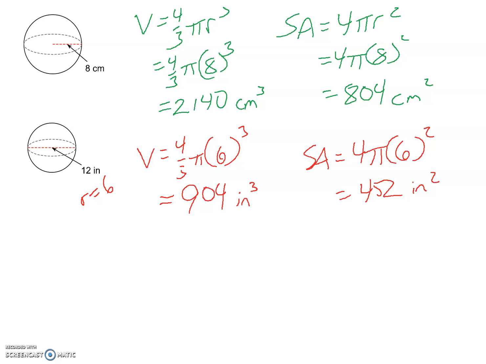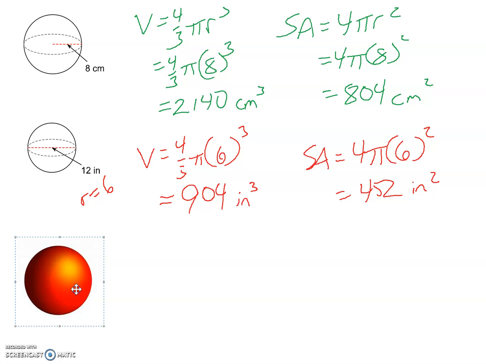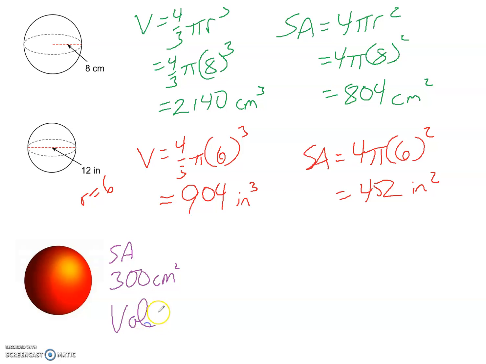Now what we're going to do is something else. We're going to bring in another sphere, another fancy sphere over here. There we go. All right, now let's say that sphere, we'll give a little value here. Let's say that sphere has a surface area. The surface area for the sphere is going to be, let's say, 300 centimeters squared. And I want to know the volume.